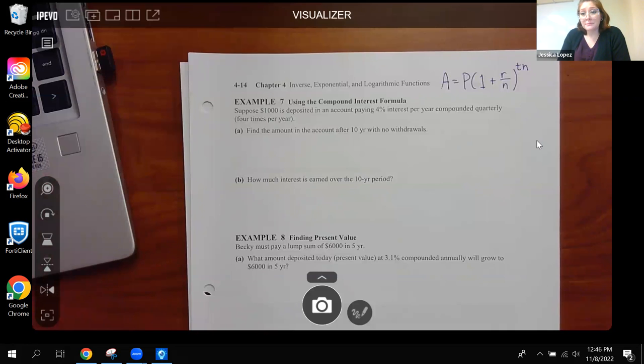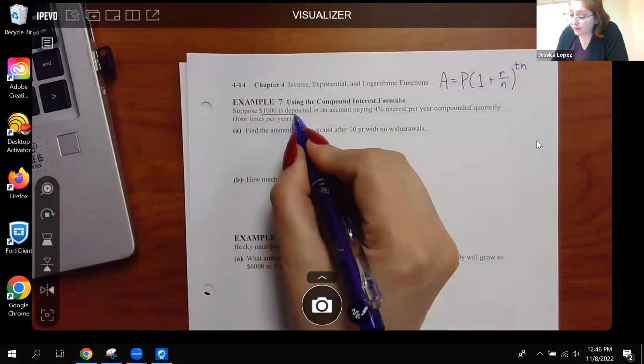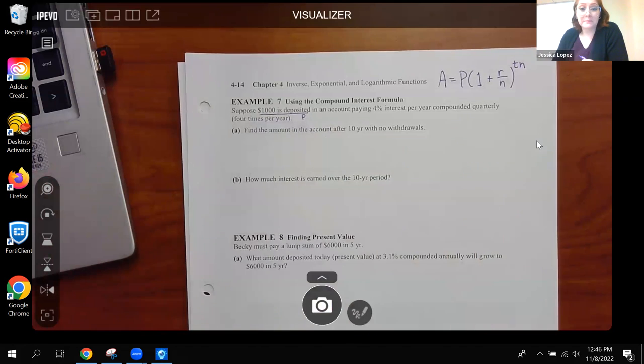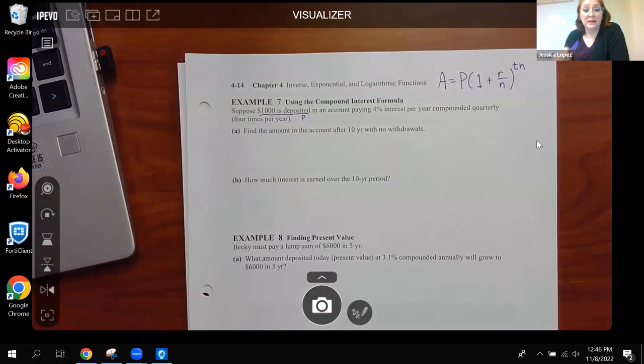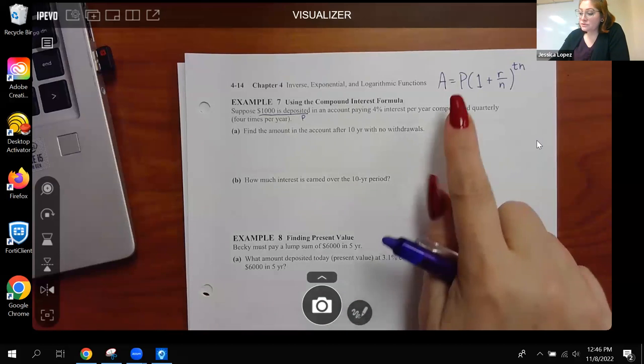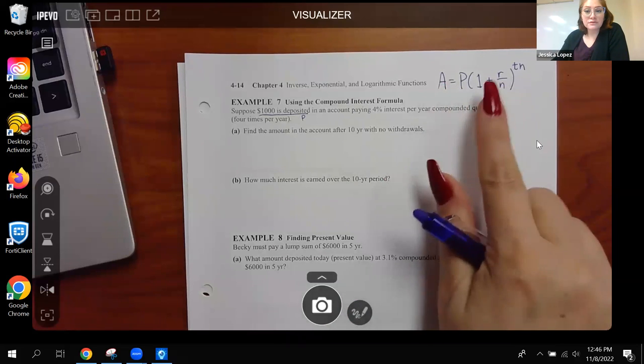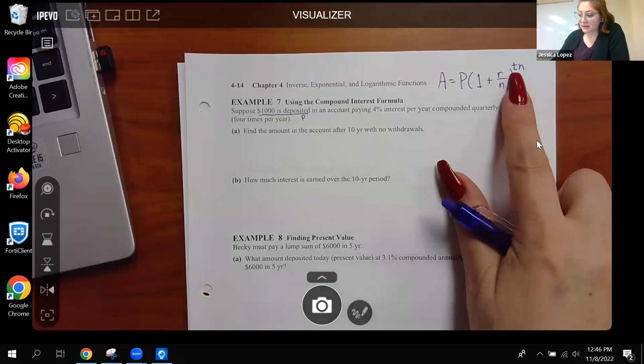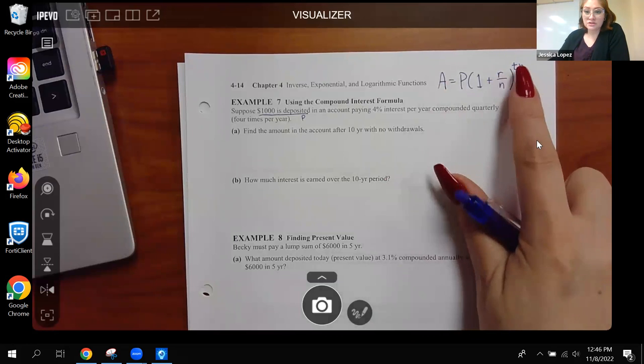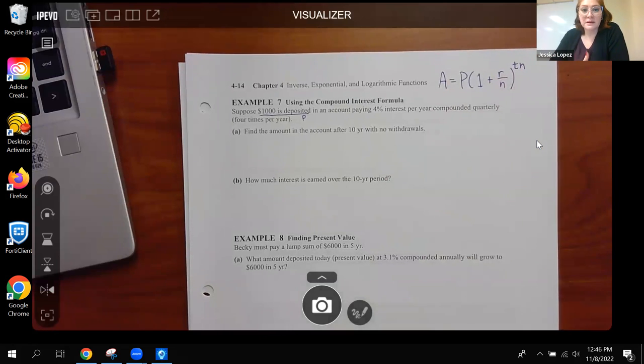So for example seven, it says $1,000 is deposited. Right away I know this is P, because it was the money that I put into the account, not the amount of money that came out after everything was said and done. That would be A. Both of these are dollar amounts. The other letters are not dollar amounts. T is time, R is a percent, and N is just a number. It tells me how many times per year.